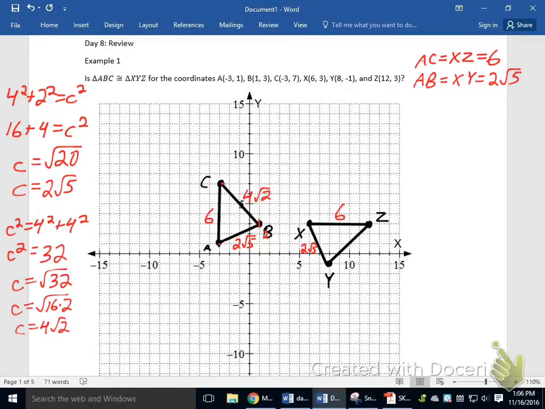And now I'm going to do the same thing for YZ. Make a right triangle here. 4 squared plus 4 squared. Well, I can actually see right now that it's going to set up the same as what the other one did. This is going to be 4 root 2 as well. So now I'm going to be able to say that BC equaled YZ, which is 4 root 2. Now I can say that yes, the triangles are congruent by side, side, side.